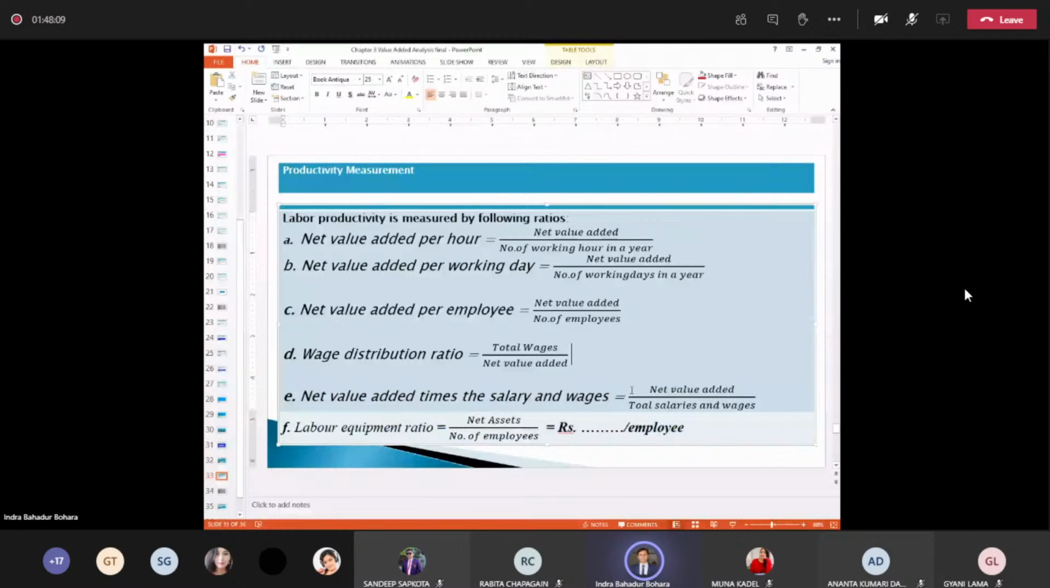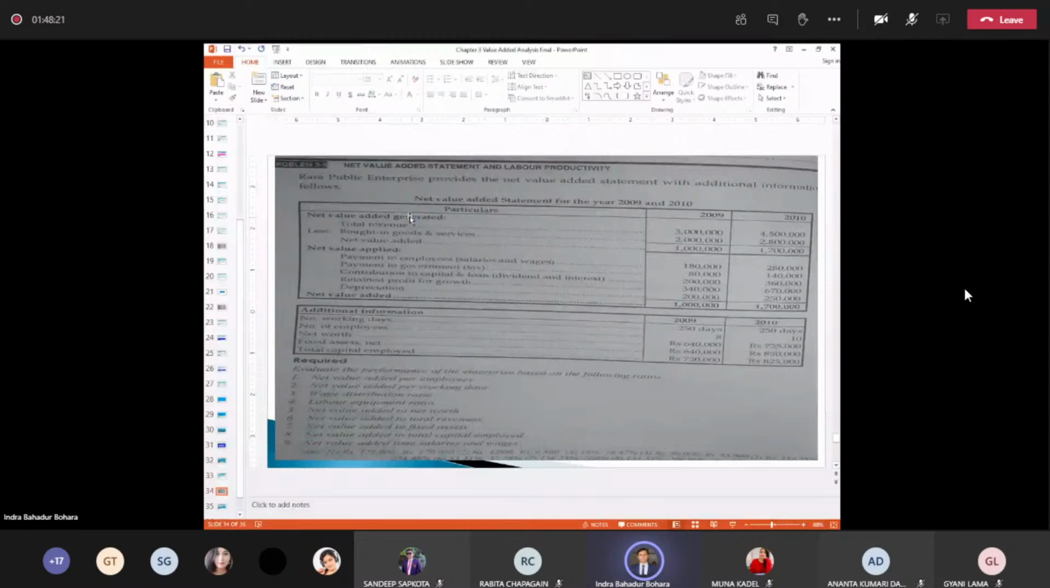Labor equipment ratio. Now 3.5. All of you look at here, and I have also taken the photo and included in the slide. And RARA public enterprises, and you are asked only the analysis part here. You don't need the value added because you already calculated value added. You learned the value added, how to calculate under additive and subtractive method.